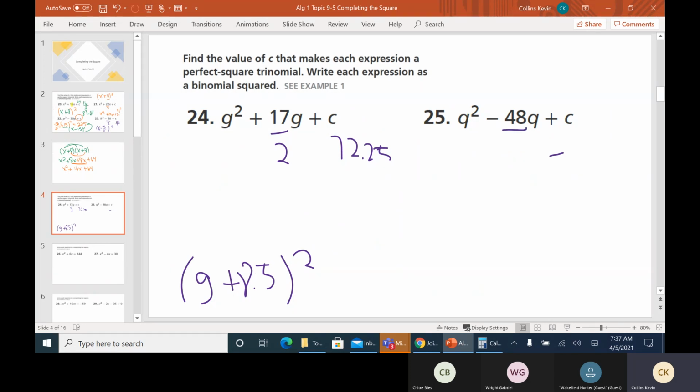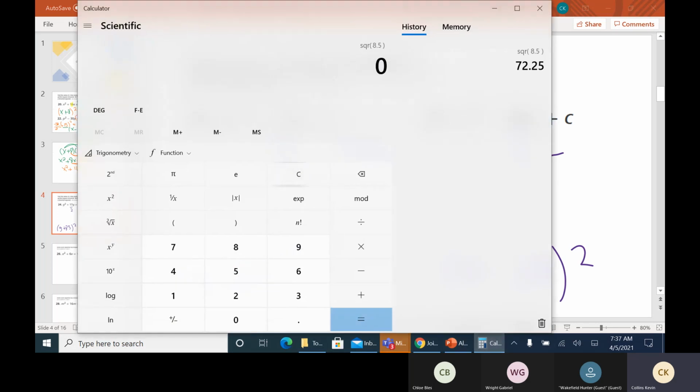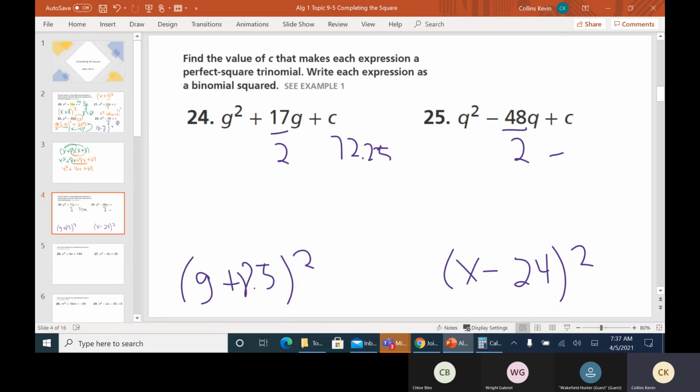So same thing, we're going to take the minus 48. We're going to divide him by 2. So that means this is going to end up being x minus 24 squared. Okay? But then the number we add on is going to be negative 24 times negative 24. So again, calculator city. So we say 24 squared is 576. So that's going to be the number we add on here is 576. Okay?